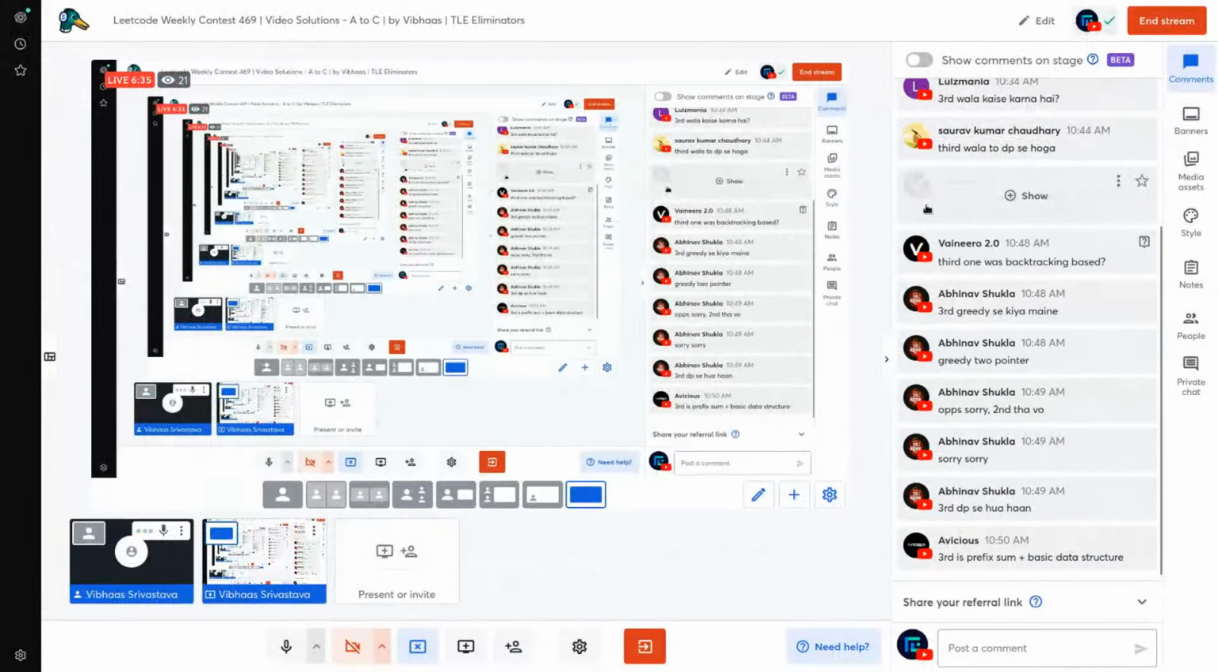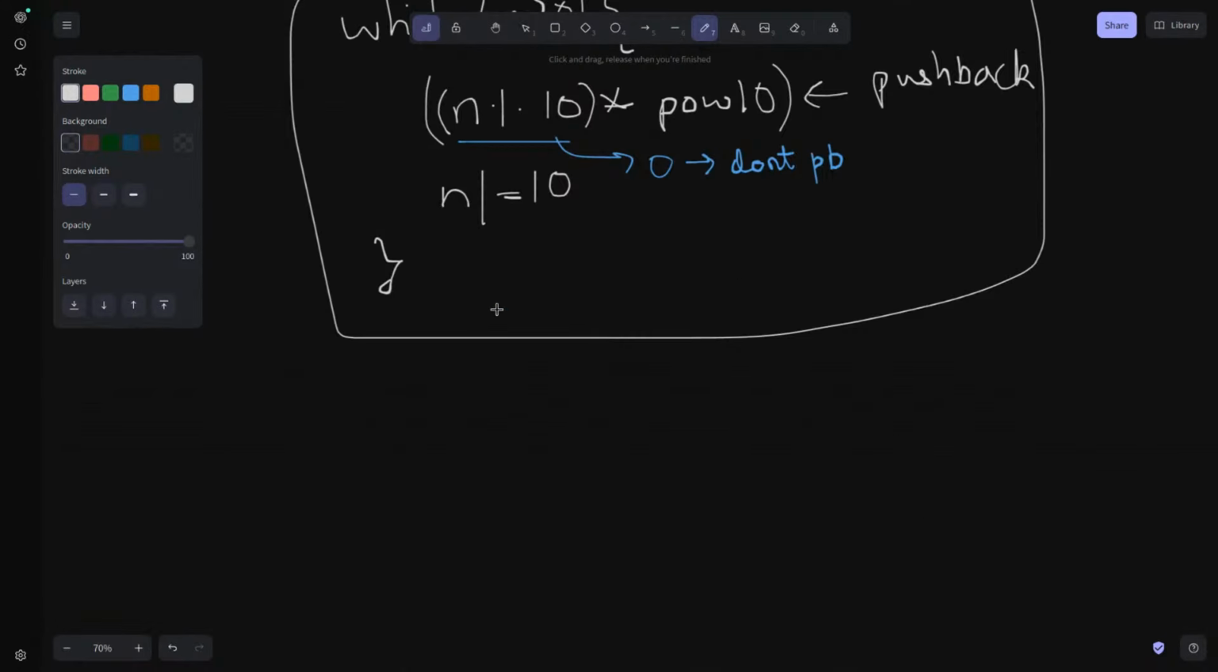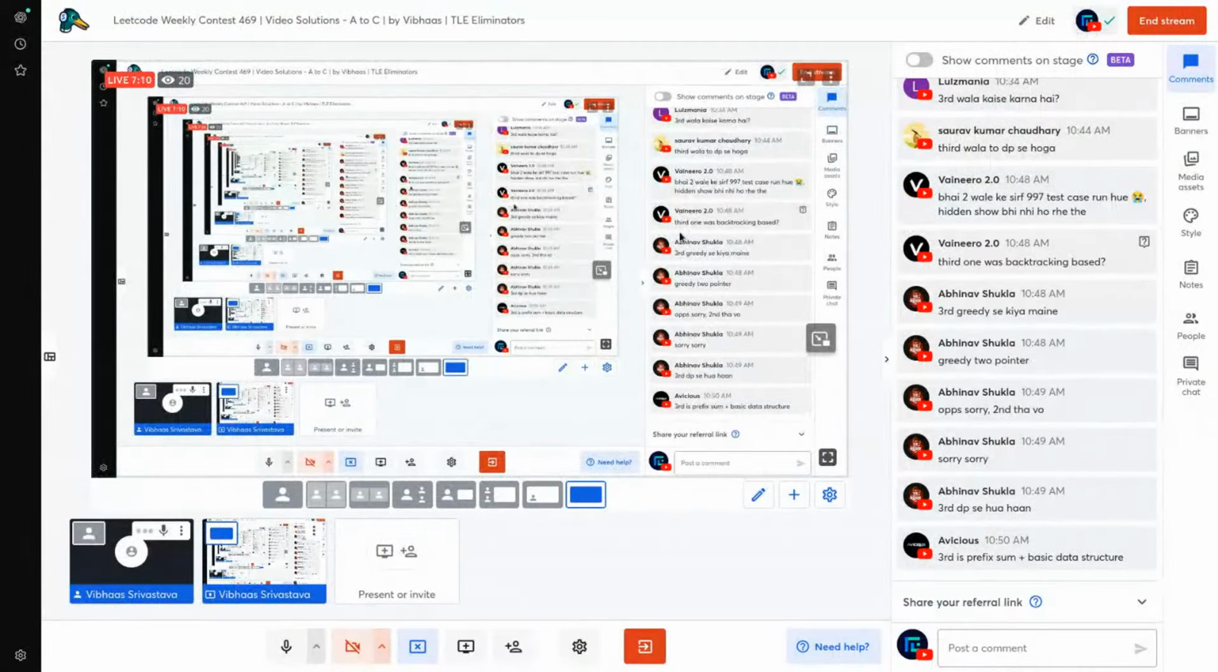So is everyone clear on this? Everyone clear with this question, right? And the time complexity of this will be simply number of digits. So time complexity will be big O of number of digits, big O of digits, right? And that is simply equal to big O of log base 10 n, right? Is everyone clear with the first question? We'll move on to the second question.